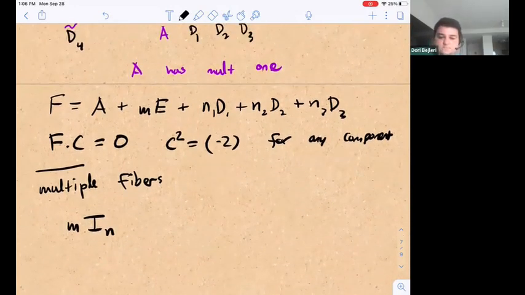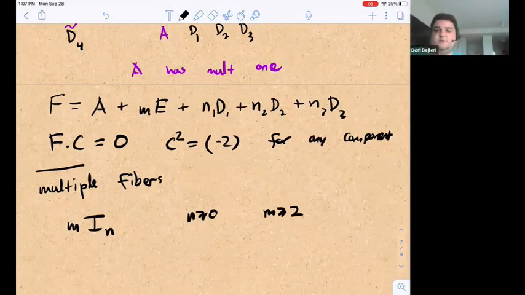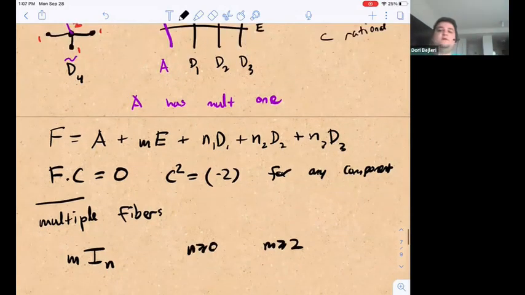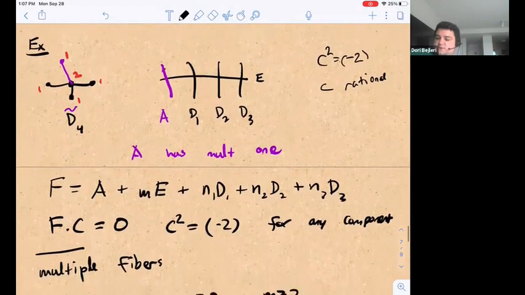Are there any questions? Oh, and here I should say N is at least 0 and M is at least 2. Otherwise, we're just in this previous case that we already classified. Are there any questions about the singular fibers?